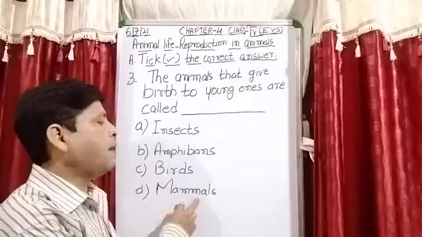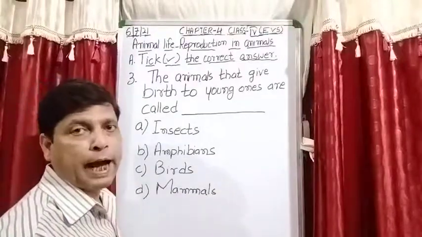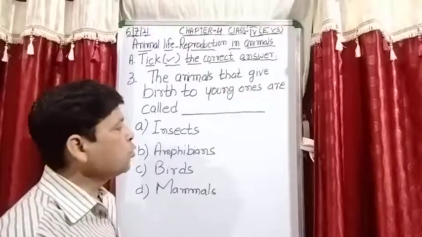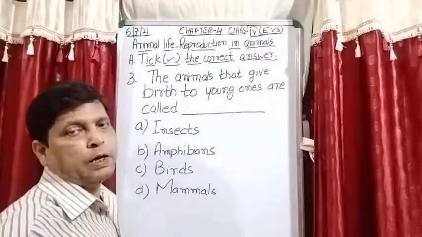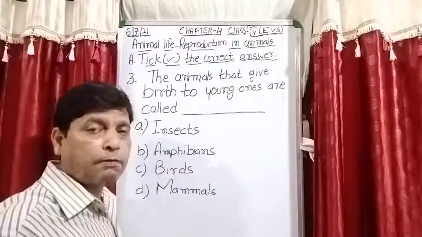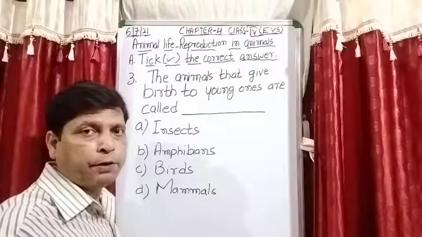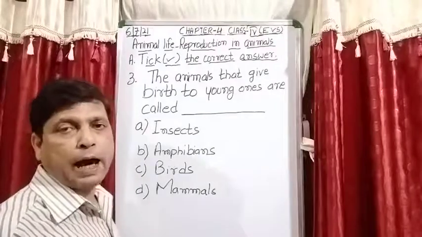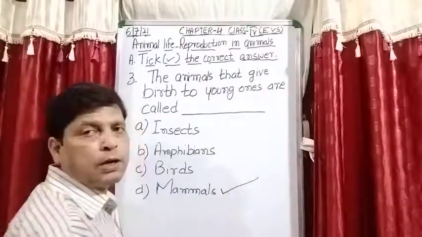Now last is the mammals. Yes, you have seen lots of animals in your surroundings like dog, cat, donkey, monkey, elephant. Even human beings give birth to their young ones and feed their young ones with their own milk. So female mammals feed their babies. This category of animals is known as mammals. So mammal is the right answer.